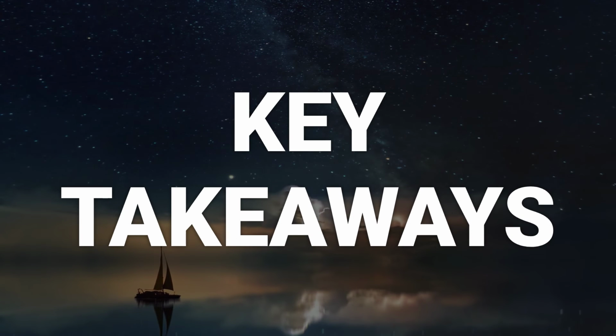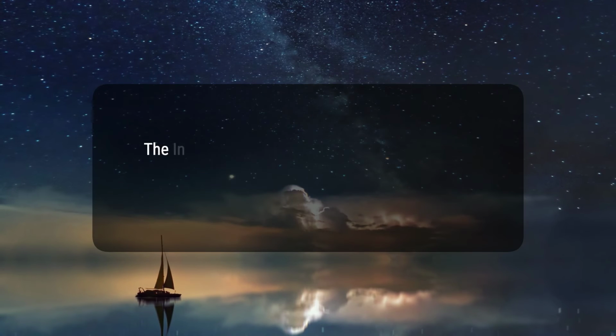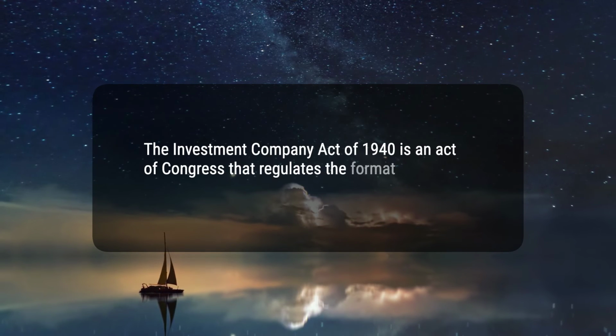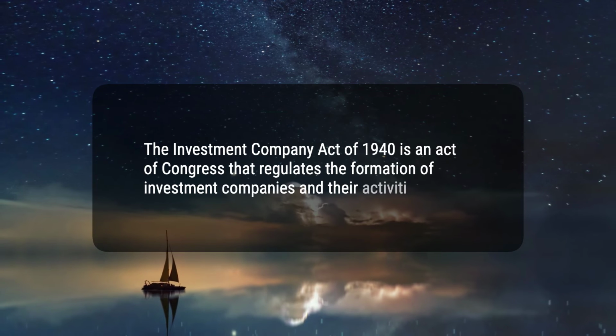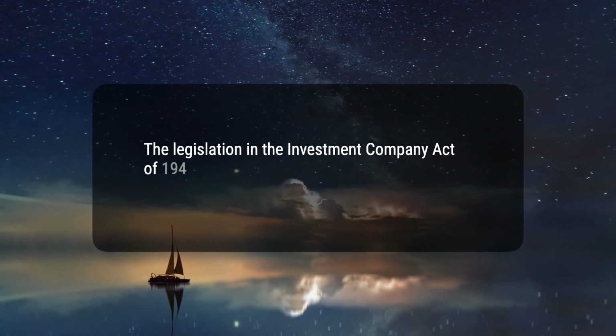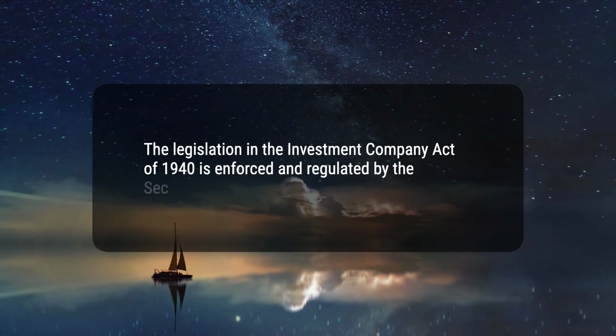Here are 5 key takeaways. 1. The Investment Company Act of 1940 is an act of Congress that regulates the formation of investment companies and their activities. 2. The legislation in the Investment Company Act of 1940 is enforced and regulated by the Securities and Exchange Commission, SEC.